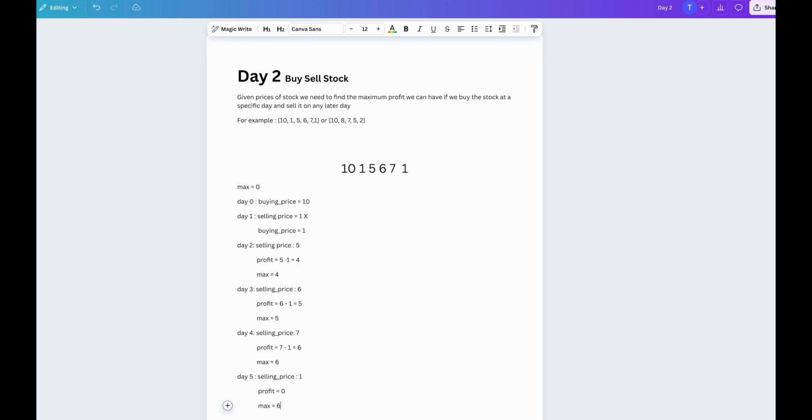So my max is going to remain 6 alone. So that's the maximum profit I am getting when I buy it on day 1, starting from index 0, and sell it on day 4 at price 7. So my maximum profit which I can gain is 6. So you see that it's very straightforward. We are basically just using a variable to store the maximum and keep on updating the maximum as and when we see a new maximum popping up.